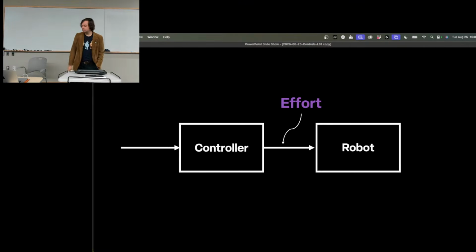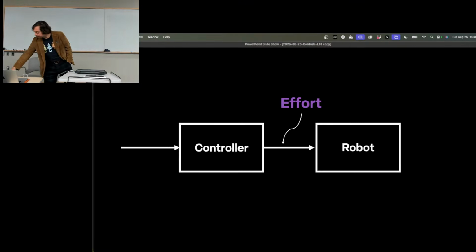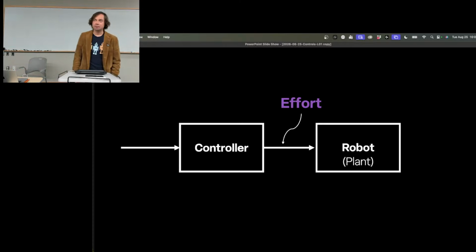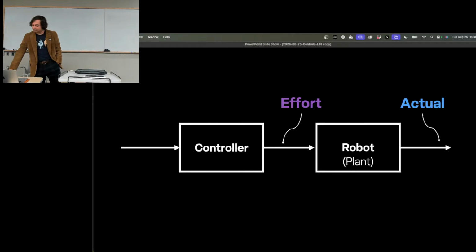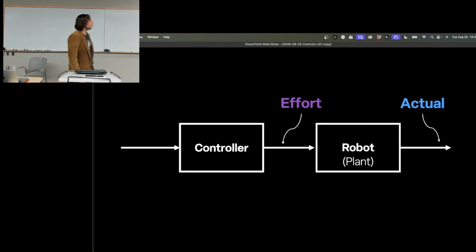Okay? All right? And so we have a more general word for the physical thing you want to control. It's called the plant. Not like a potted plant. Think of it more like a power plant. But it's called the plant. All right, and out of that comes what it does. So you send in effort into a thing, and then it does something.